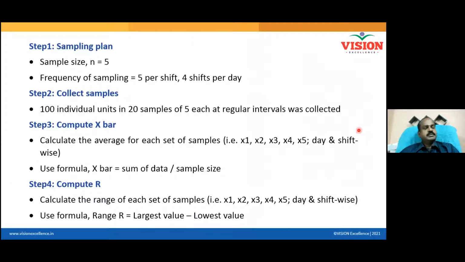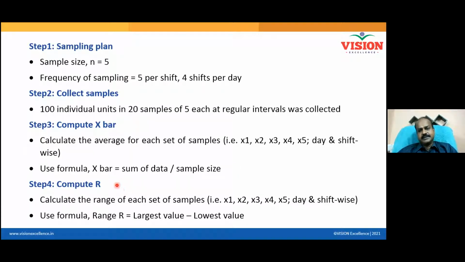Now, this is how the control chart procedure and sampling plan work. My subgroup size is 5. Frequency of sampling: every shift I take 5 samples, and in a day I collect data from all 4 shifts. That means 100 data. Now compute X bar. X bar is nothing but the subgroup average. How many subgroups do you have? 20. So for each subgroup you calculate one average. In total, you will get 20 averages. That means 20 X bar.